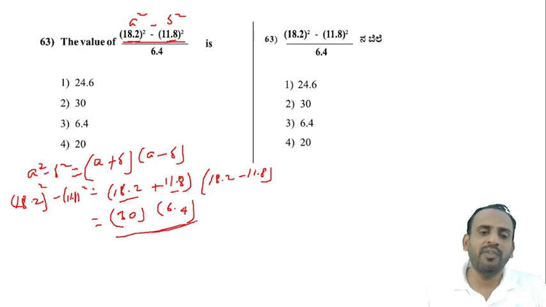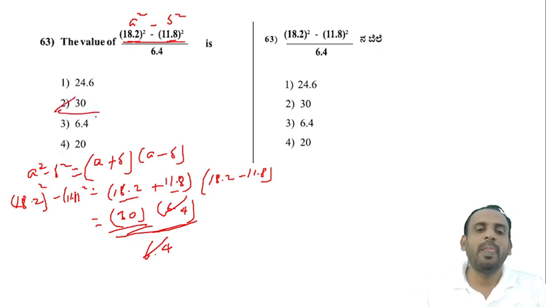Now denominator, what do we have? We have 6.4. So this 6.4 and this 6.4 get cancelled. What is remaining? Remaining is 30. So option 2, 30 is the right answer.